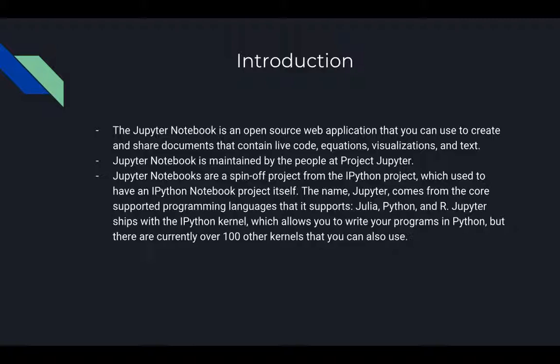Jupyter Notebooks are also a spin-off project from the IPython project, which was used to make IPython notebook projects itself. The name Jupyter comes from the core programming languages that it supports: Julia, Python, and R. Jupyter ships the IPython kernel, which allows you to write your programs in Python, but there are currently over 100 other kernels that you can use.